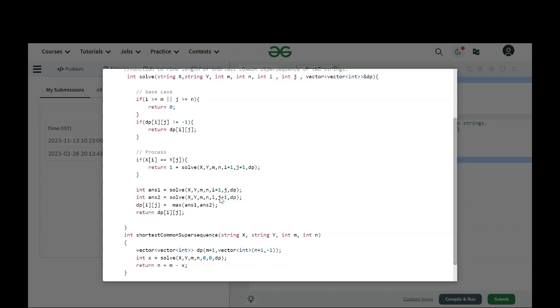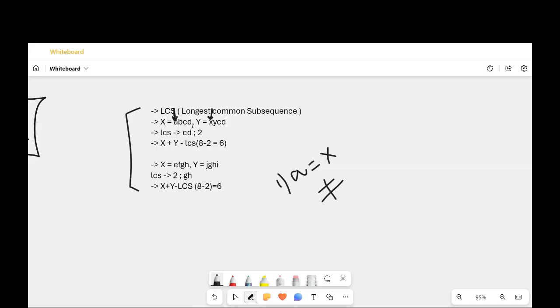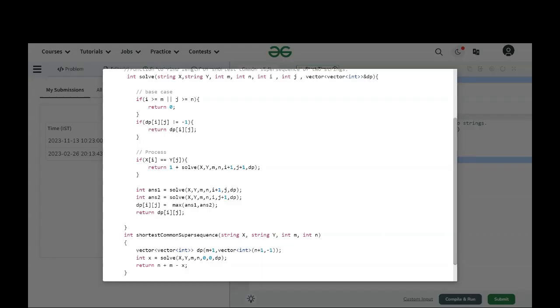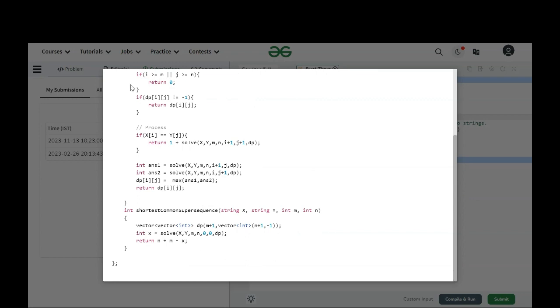Why? Because the answer can be in this string, like a can match in this particular whole string, or x can match in this particular whole string. So I'm considering both the cases. And we will return the maximum, because we need to find the maximum common subsequence that exists between both of them in order to get the shortest common supersequence, right? Whichever value is returned by this function will be subtracted from both its lengths in order to get the length of the shortest common supersequence.